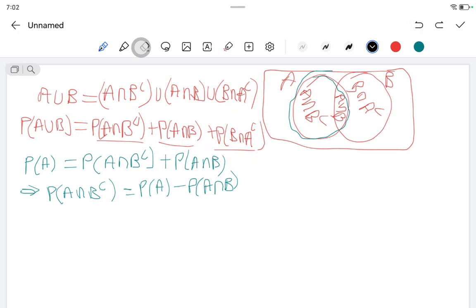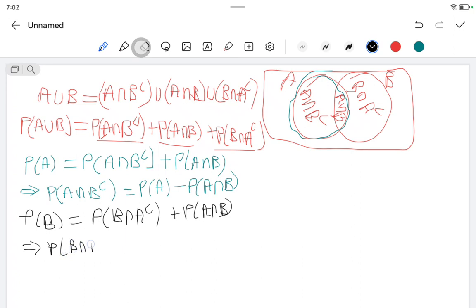Now I want this one again, so I do the probability of B. We know that the probability of B will be equal to the probability of B and A complement plus the probability of A and B. So I can make that one the subject of the formula: the probability of B and A complement is equal to the probability of B minus the probability of A and B.